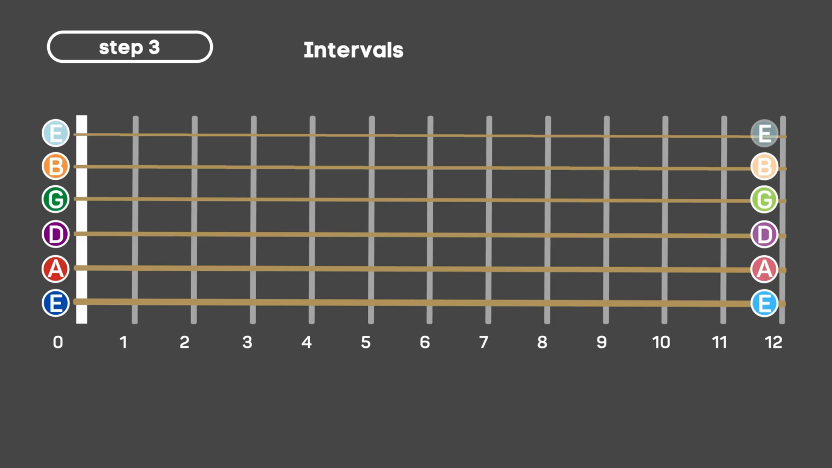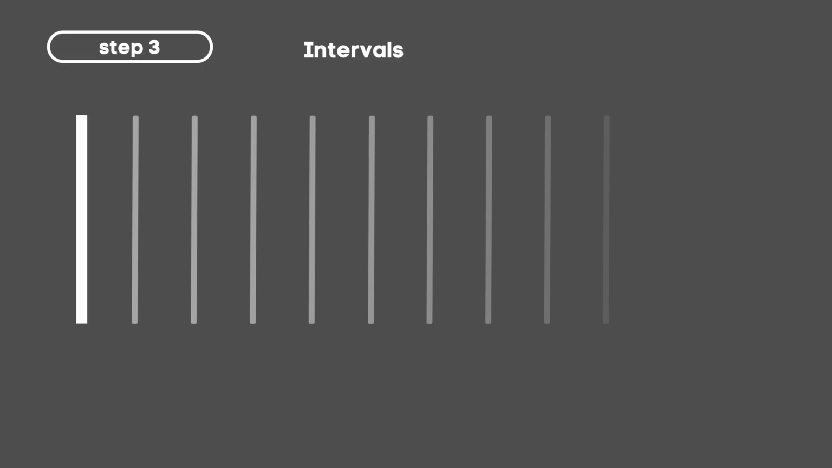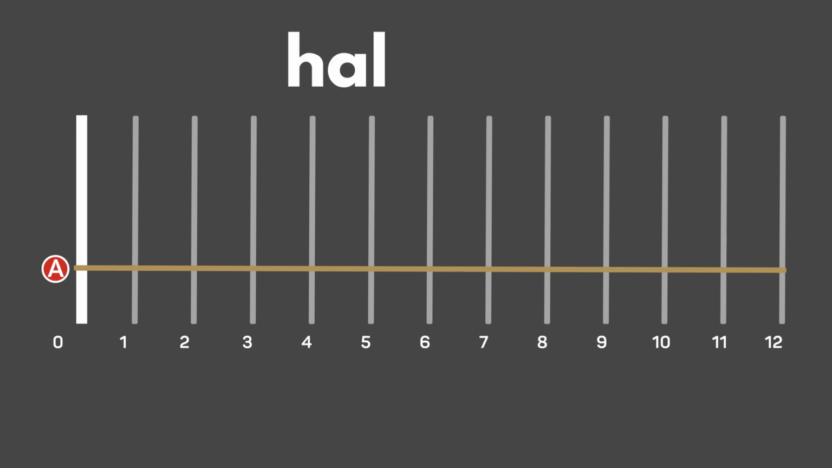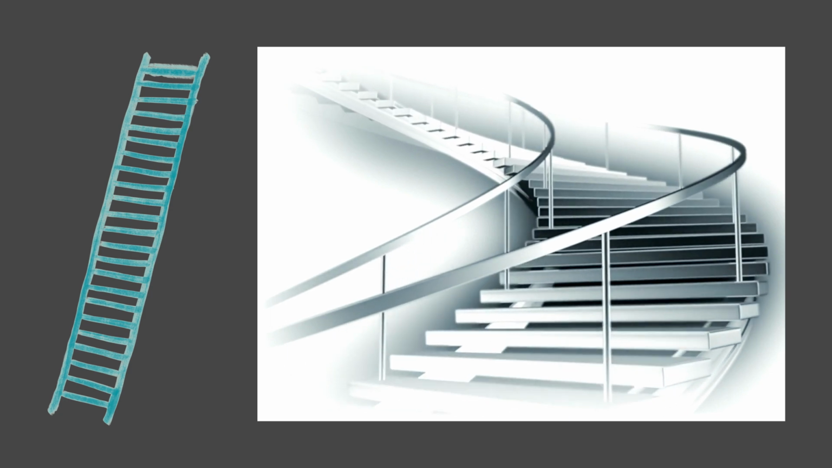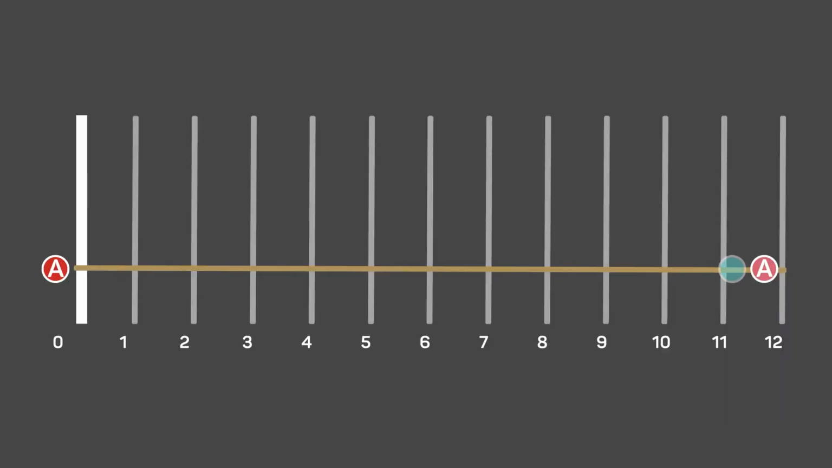Step 3. Intervals. The distance from one note to the very next is called a half step. We can see this most clearly on one string of the guitar. Each time we cross over a fret, we've moved a half step, like a ladder or a staircase where the steps are a little too close together.